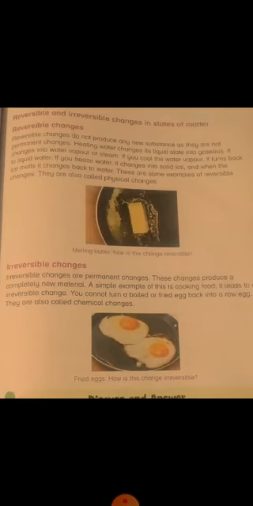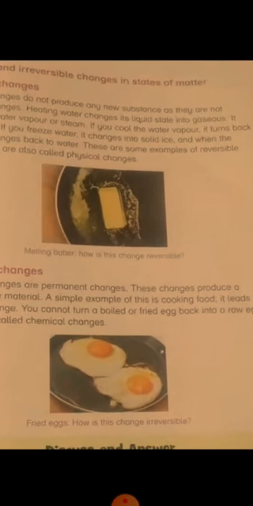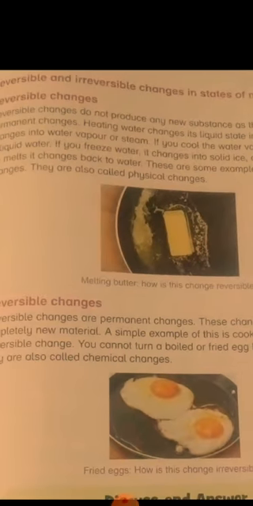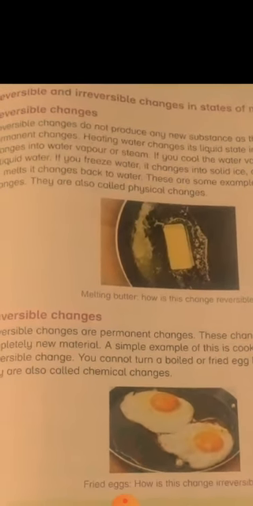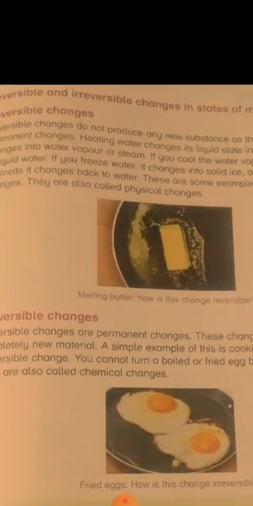Now the last topic of your book is reversible and irreversible change in the states of matter. Some changes in the states of matter are reversible, while some changes in the states of matter are irreversible. What is the difference between reversible and irreversible changes? When no new substance is produced during the change, this is called reversible change.